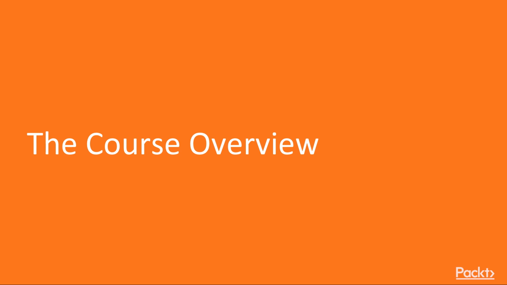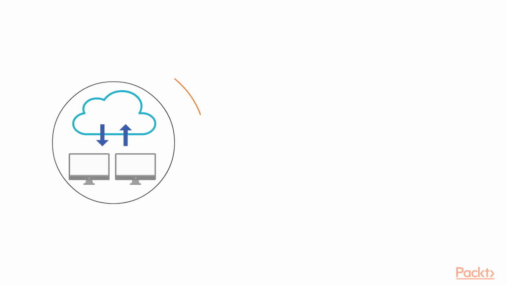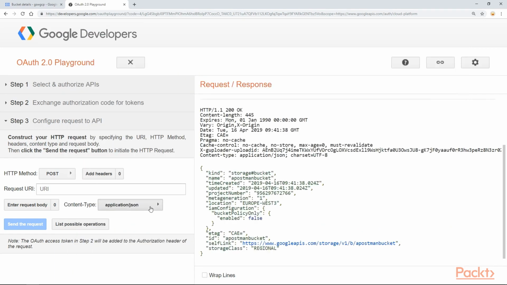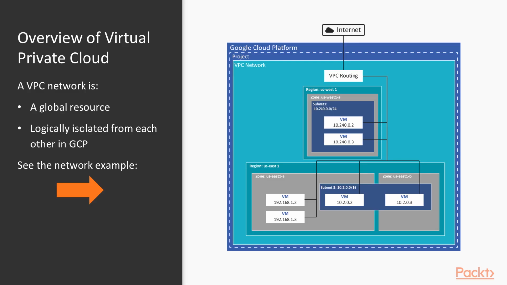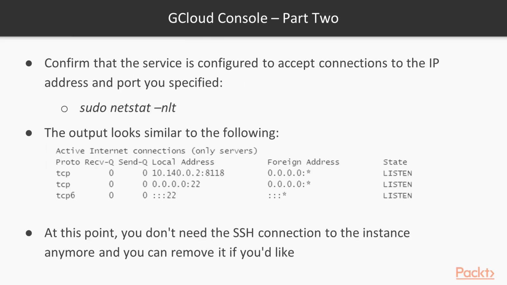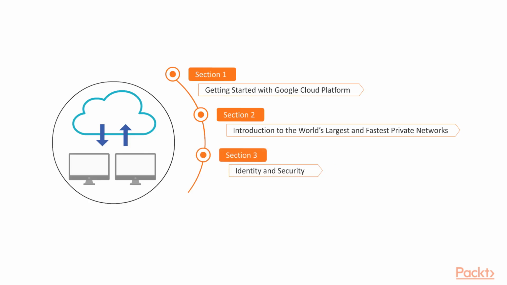So let me tell you a bit about what'll actually be in this course. In this course, we're going to be taking a look at the following topics. Section 1 will be about getting started with the Google Cloud Platform. Section 2 will be an introduction to the world's largest and fastest private network. Section 3, Identity and Security.